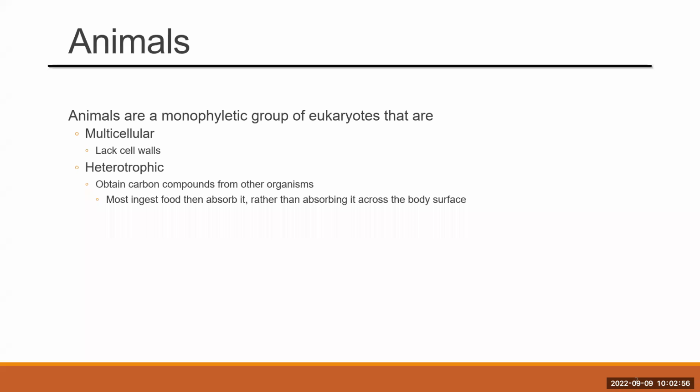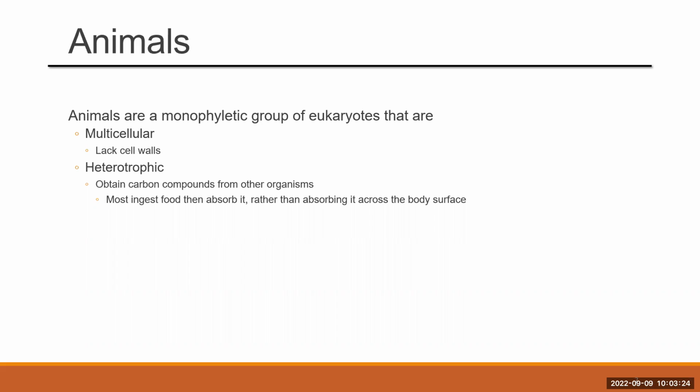And then most animals ingest food and then absorb it in the digestive tract. So what humans do, you have to eat something, and then once it is broken down in your stomach, then you absorb the nutrients. But there are some animals that can just absorb it across their body surface. Like if you think about sponge and sponge-ish things that are just floating in water, they can just take it in as it passes across them.